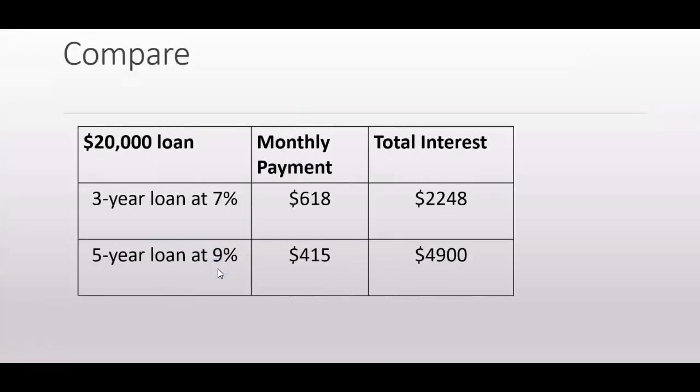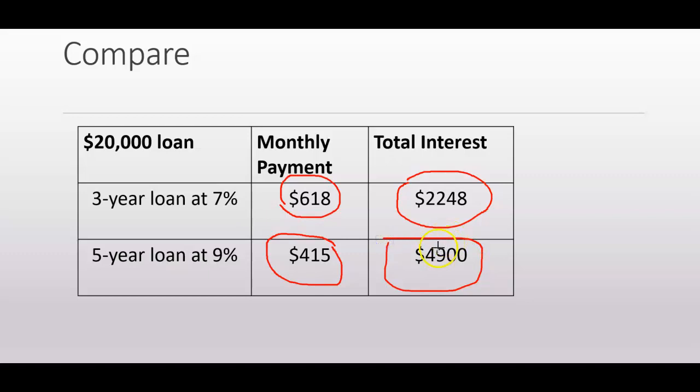So let's compare what we have. The 3-year loan, we definitely have more monthly payment, but look at the interest cost. The 5-year loan, that's what we get pulled into because we pay less, but look how much interest you're paying. You're paying more than twice the interest. So every time you choose a loan, not only do you look at your monthly payment, but the most important thing is you look at your interest. The less the interest, the more you save. So I would pick the 3-year loan at 7% because I have less interest.